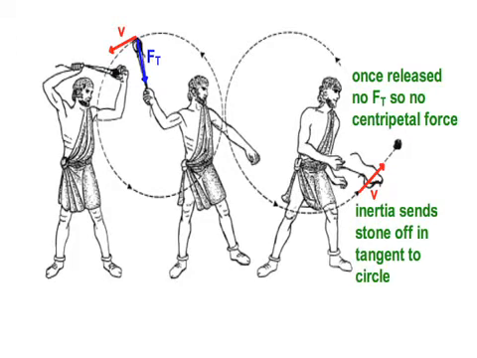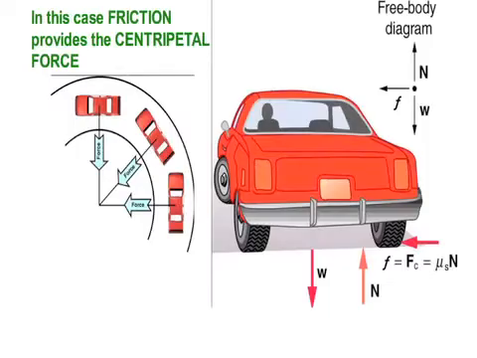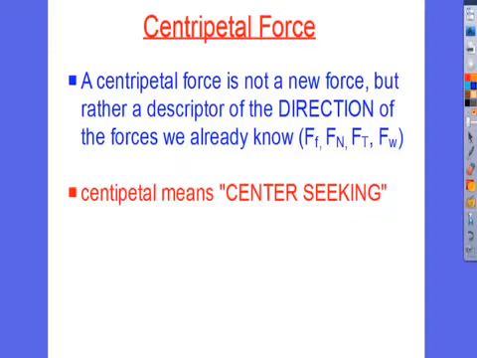We know from previous videos that the term centripetal means center seeking. What we're going to see are various examples of friction, normal, tension, weight. The forces that we're already familiar with, those are going to be the cause or the agent of the centripetal force. Centripetal, again, is just a descriptor that says one of these common forces that we've already learned about is directed towards the center of the circle.